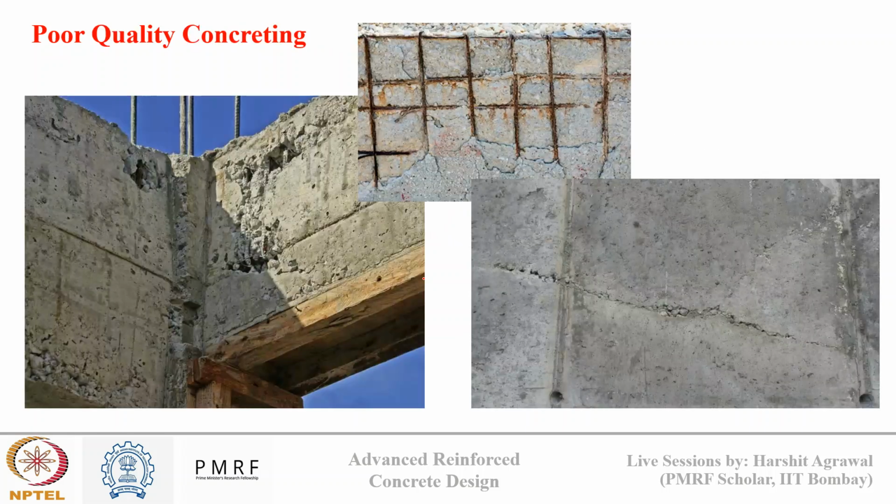Then we understood how durability degradation in reinforced concrete can come. It can come in two ways, either due to poor quality concrete or due to ingress of aggressive ions from the surroundings. So we first saw a few examples of poor quality concreting and how it affects the durability performance, like honeycombing in this photo, inadequate cover thickness in this photo, and cold joint formation in this photo.